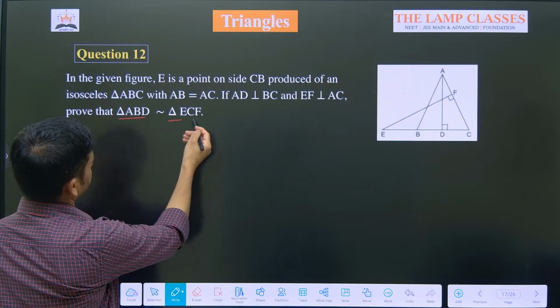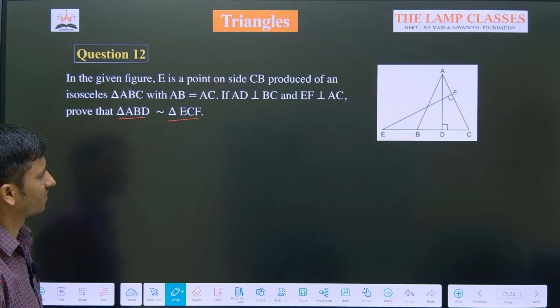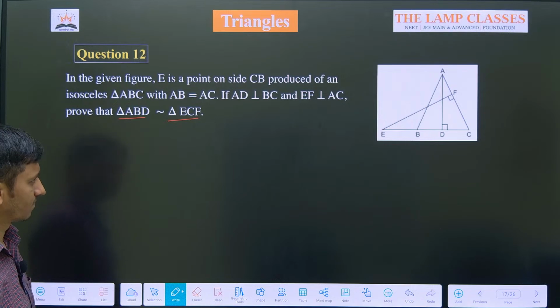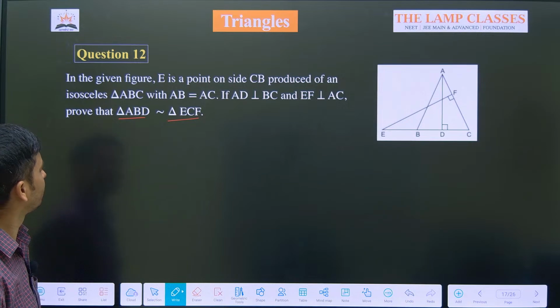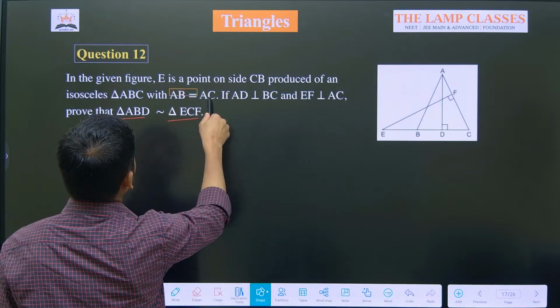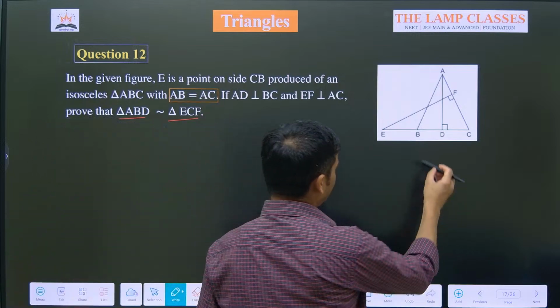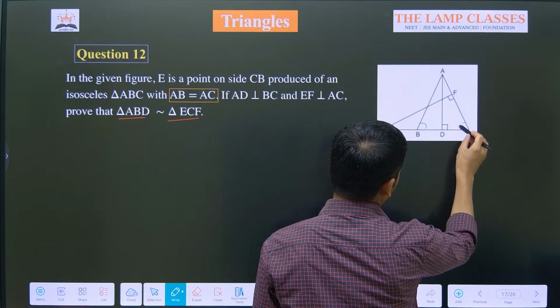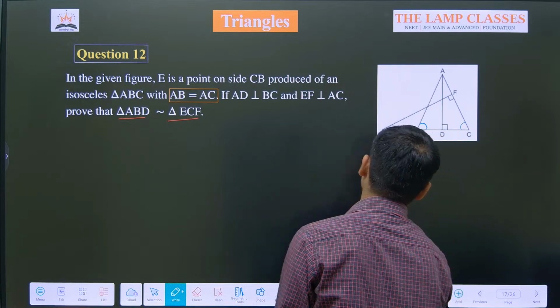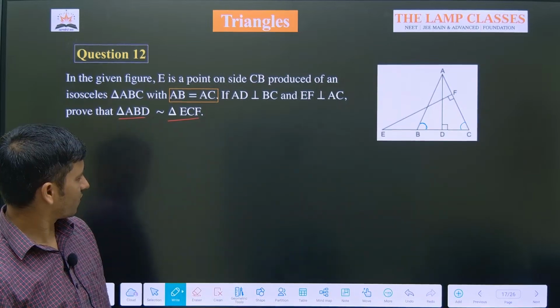Triangle ABD and ECF. It's also given, na? AB is equal to AC. So that means this angle and this angle are equal, right? And now I think it's pretty straightforward, right?